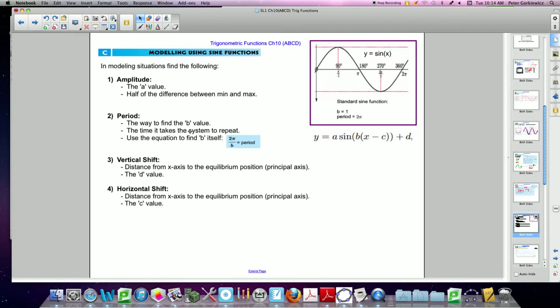You need to find the period, right? How long does it take to make one full oscillation? That'll help us find the B value, right, to put in our equation. And we can use this: 2 pi over B is the period.